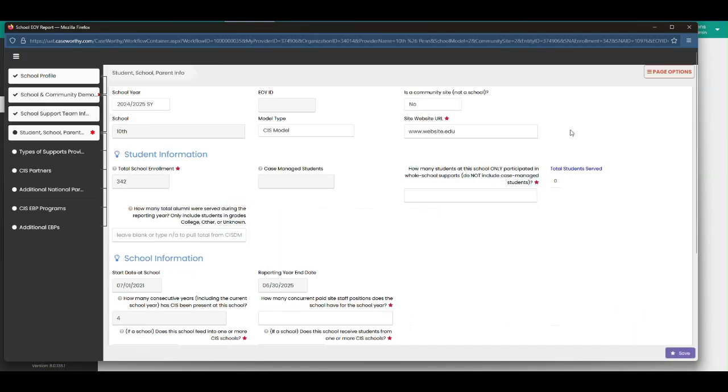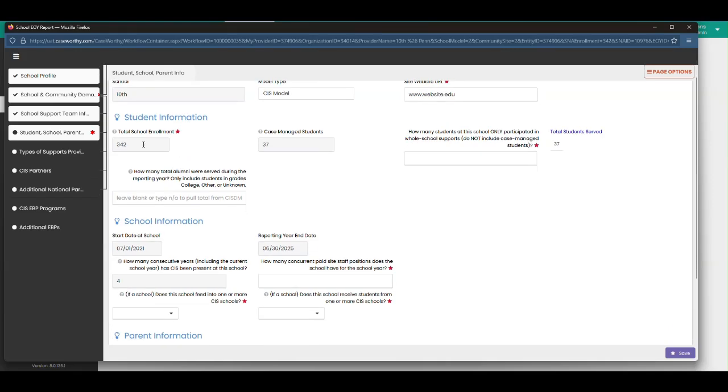Okay. So this is where we're getting into some new data entry, some new fields that will be blank for everybody. But again, we are just confirming things that have already been reported in the system for the most part. So the website URL. If your website was missing from the previous page from the school profile, this will be a place where you can enter it in. You should be able to edit this field as a site coordinator, the URL.